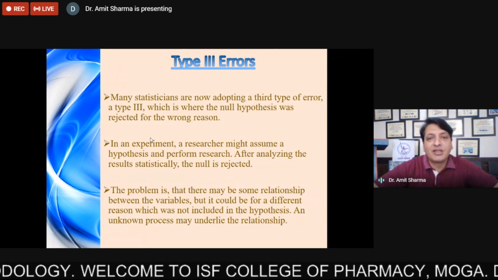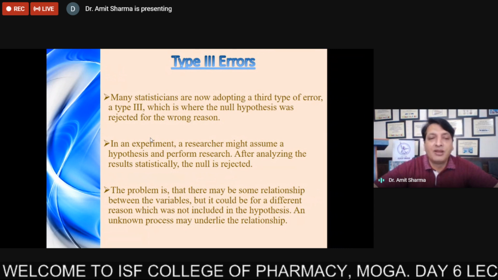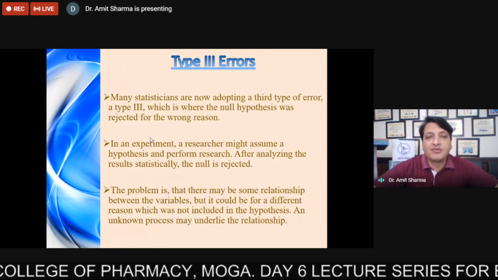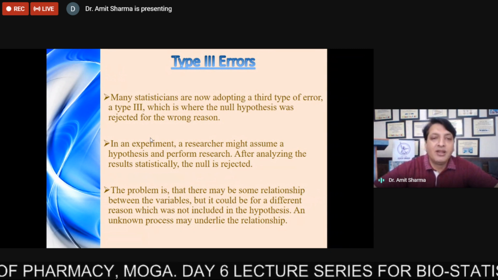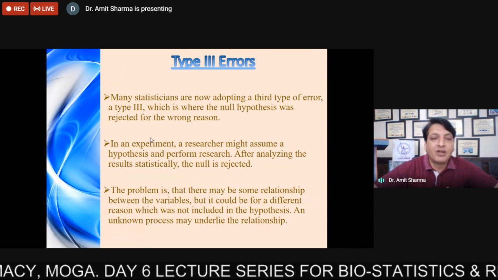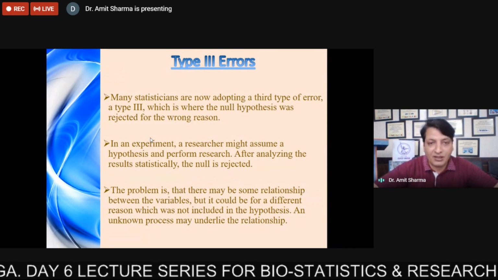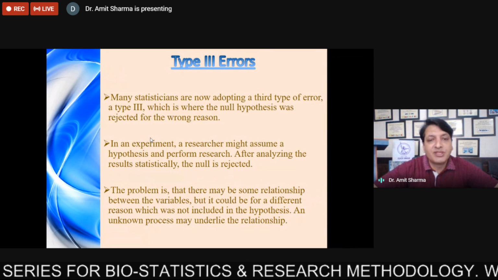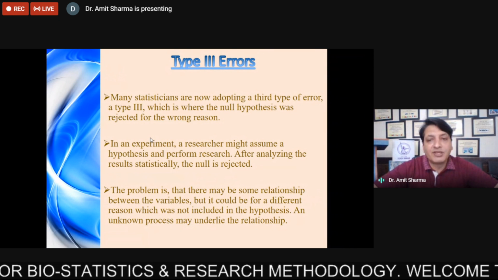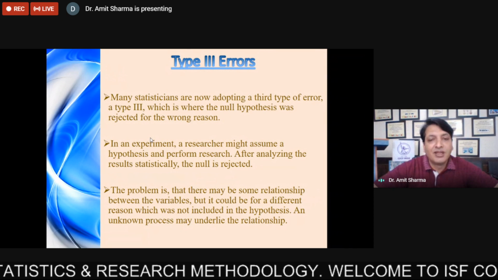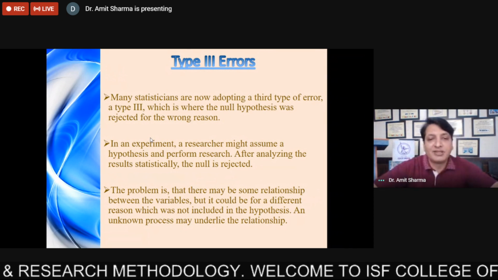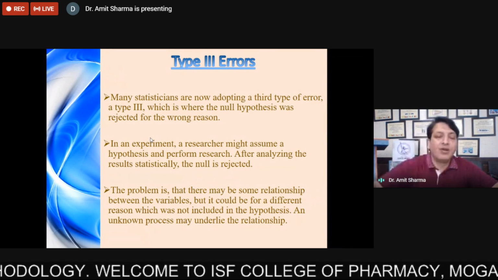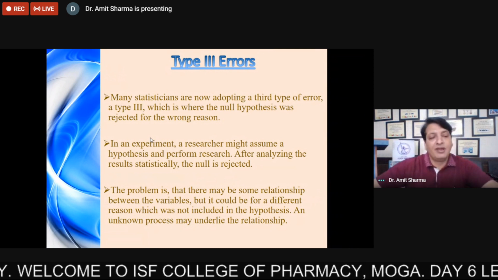So many statisticians are now adopting a third type of error, which will be called a type 3 error, which is where the null hypothesis was rejected for a wrong reason, and we are not able to find out what was the wrong reason for rejecting the hypothesis. Clear? So in an experiment, a researcher might assume a hypothesis and perform the research. After analyzing the result statistically, he found that the null hypothesis was rejected. Clear? So any kind of error which will not come under type 1 or type 2 will be called a type 3 error.